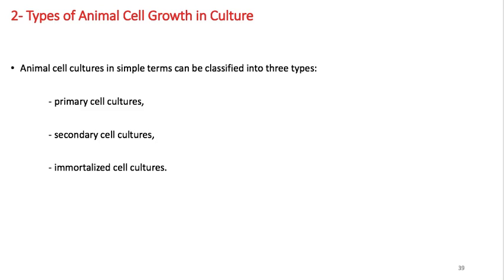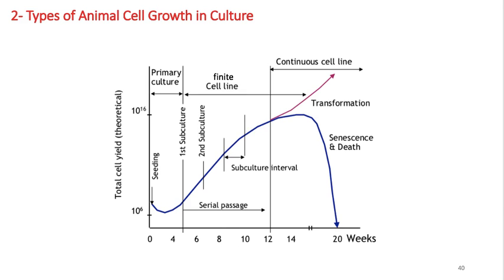Then we have 3 types of animal cell growth in culture. In simple terms, we have primary cell culture, secondary cell culture, and immortalized cell culture. This is a brief and general description of the features of the primary, secondary, and transformed cells, and we can have this curve for every culture type of cells.